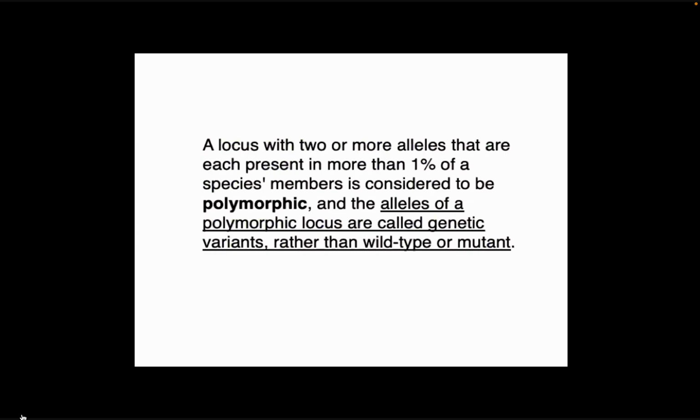So, some definitions first. A locus with 2 or more alleles, where each allele is present in more than 1% of the population, is considered polymorphic. And the polymorphic alleles are genetic variants rather than wild type alleles. Okay? These are just kind of nomenclature.